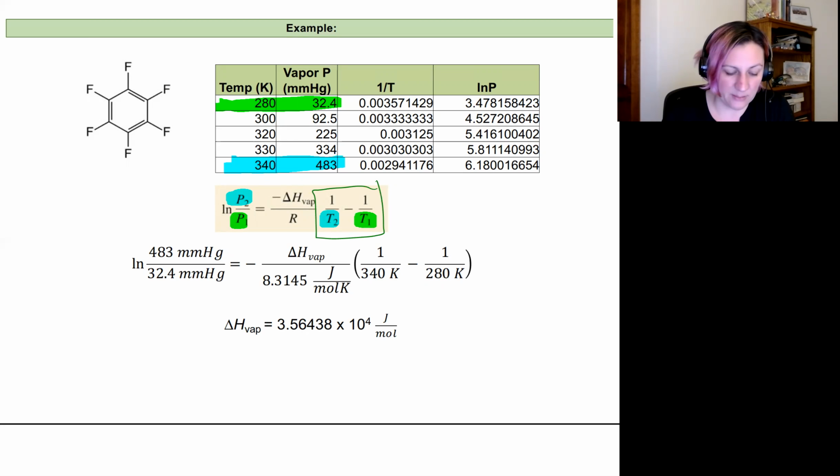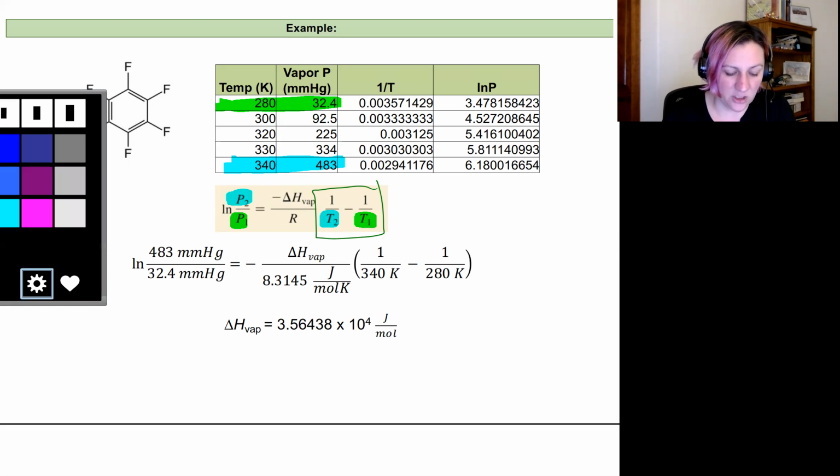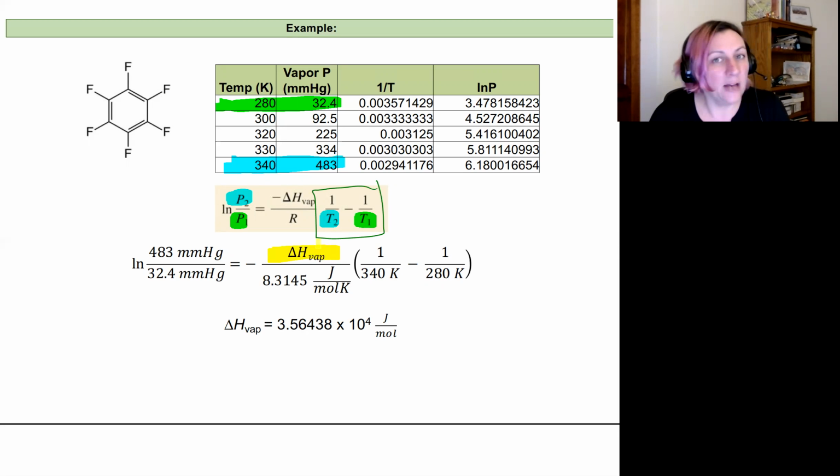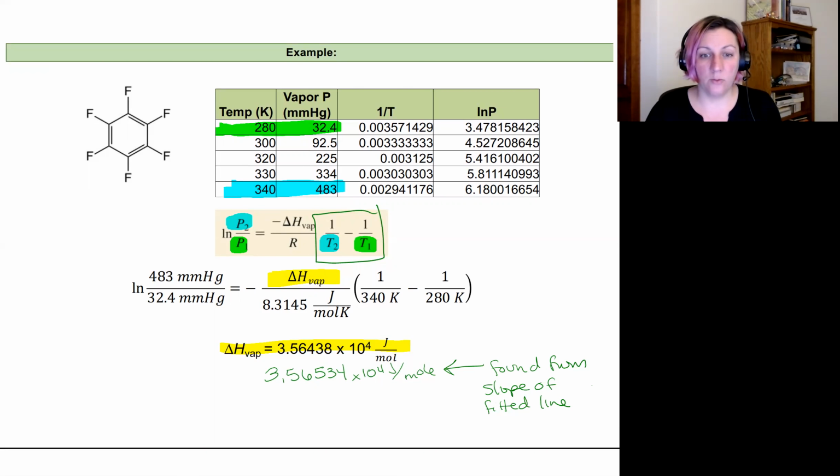Once we have everything plugged in, all we have to do is solve for this one variable. Granted, when we're solving equations this large, there are a lot of places to make simple math errors, but with a strong background in algebra, this is a fairly straightforward problem. We calculate the enthalpy of vaporization, that's 3.56 times 10 to the fourth. That matches nicely with what we found experimentally by finding the slope of the fitted line, which was 3.56534 times 10 to the fourth joules per mole. Not exactly the same, but pretty close, pretty good.